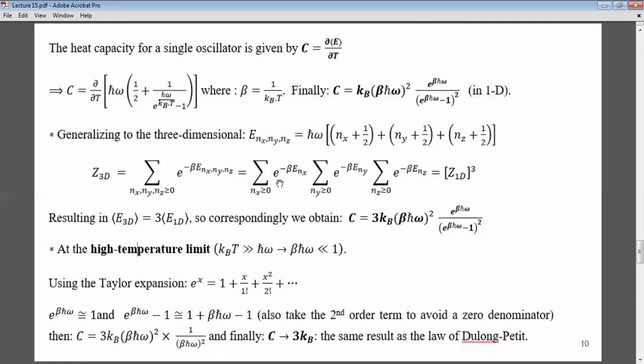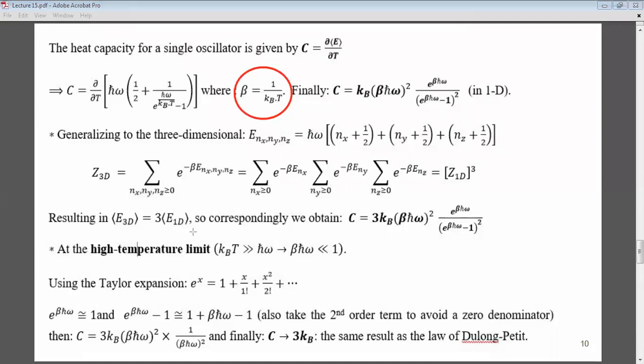Because it is the summation of e to the minus beta E nx, the summation of e to the minus beta E ny, the summation of e to the minus beta E nz. So it is the multiplication of the 3 together, resulting in the expectation of E in 3D being 3 times the expectation value in 1D. So C is 3 KB beta h bar omega squared e to the beta h bar omega over e to the beta h bar omega minus 1 squared. And remember here that beta is 1 over KBT.